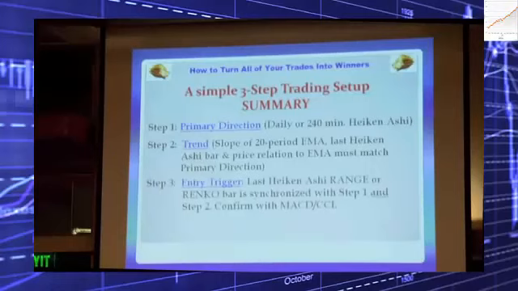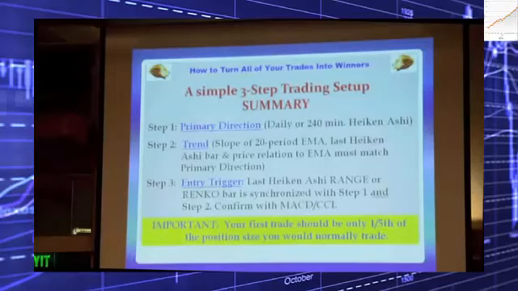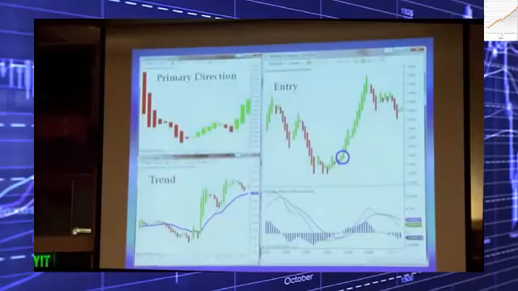That's pretty simple, right? Finally, trigger. Again, what you want to do is synchronize step 1, step 2, step 3. That's it. Now, this is what my chart setup would look like if I were trading manually. This is my primary direction, up. This is my trend, obviously just turning right here, going up. And my entry would have been somewhere over here, right?